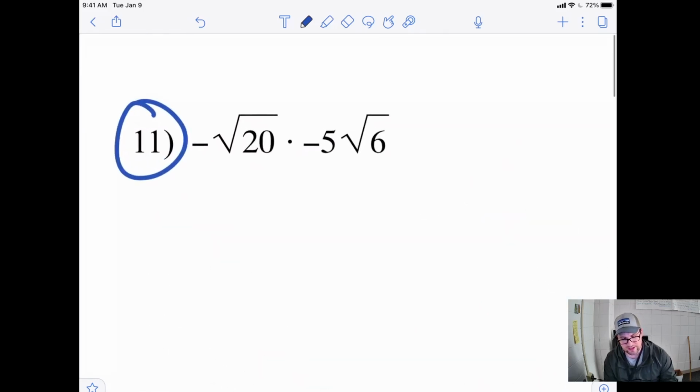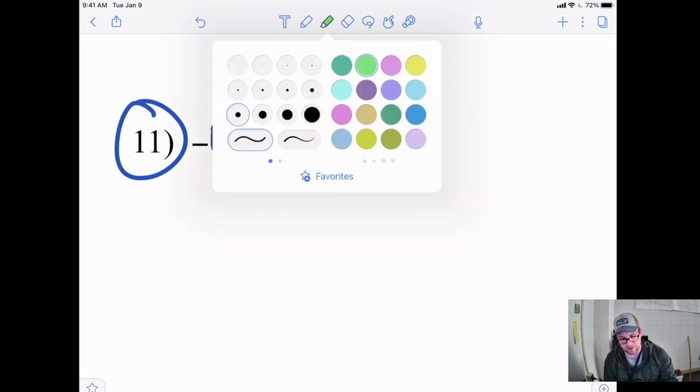When you get here, kids, if you don't see a number in front of one of them, you can put a 1 in front, right? So we got a -1 square root of 20 times a -5 square roots of 6. Here is the new part. Here's the stuff you got to remember.